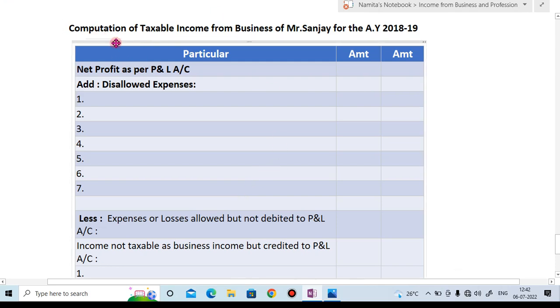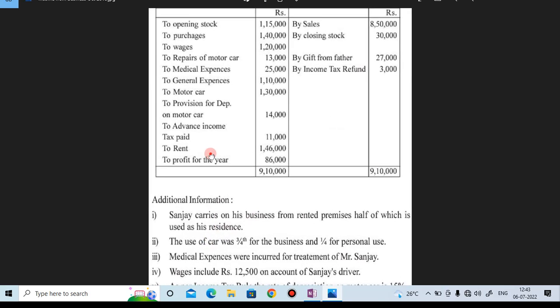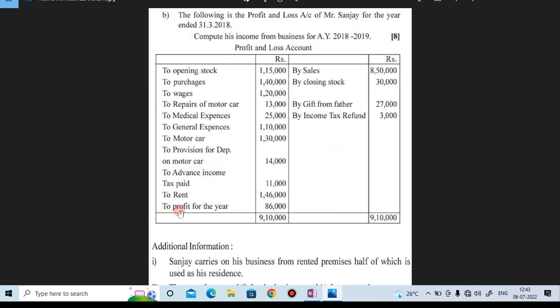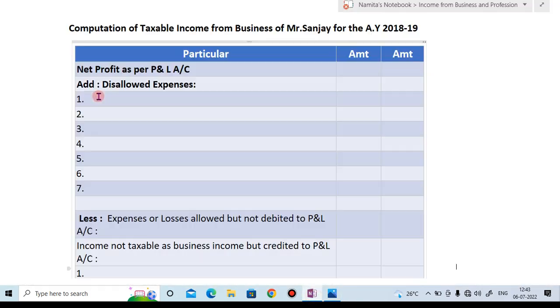So give the heading: computation of taxable income from business of Mr. Sanjay for the assessment year 2018-2019. Now as per the format, first thing is what? Net profit as per profit and loss account. So this we will get in the P&L account. So to profit for the year, how much it is? 86,000. So write the net profit as per profit and loss account is 86,000. Okay.